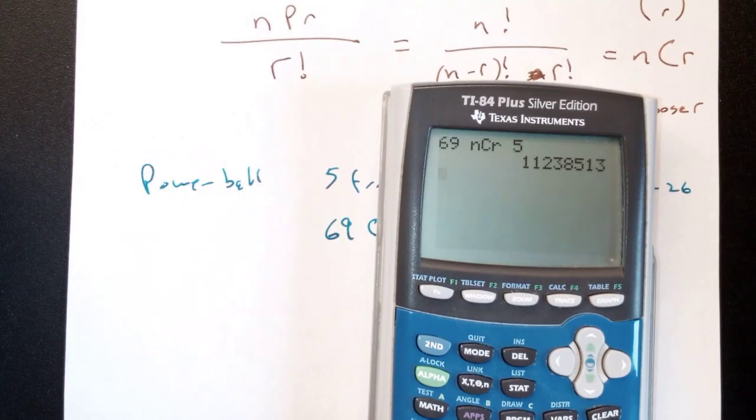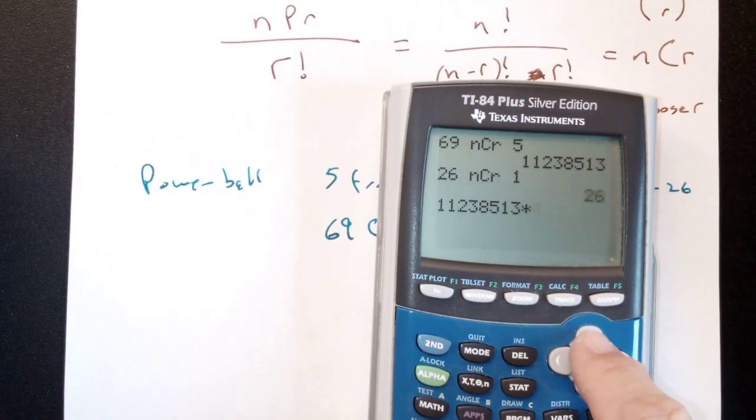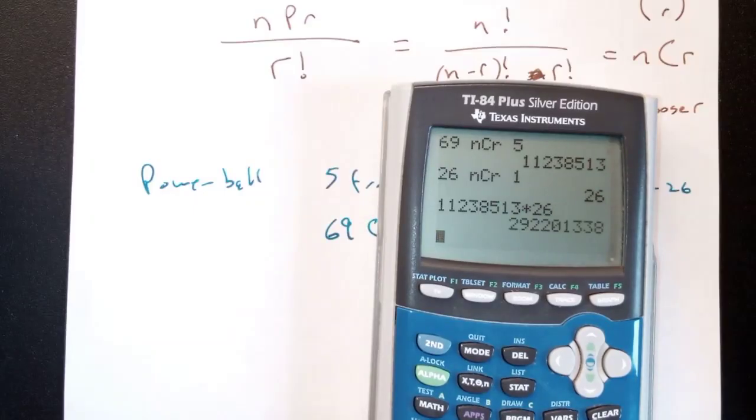Now that's just the white balls. Then I'm going to do 26, choose 1. I'll go back here and change the numbers. But there are only 26 ways to do that, right? So I'm going to take this number and multiply, not subtract, multiply by this number. That's how many different lottery tickets there are: 292,201,338. Which means if you buy a Powerball ticket, your chance of winning is 1 in that much.